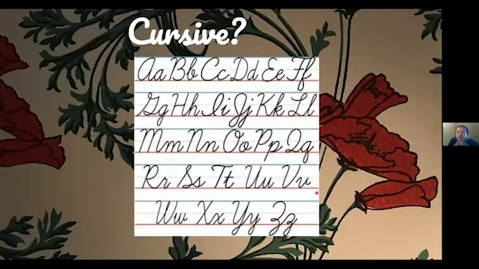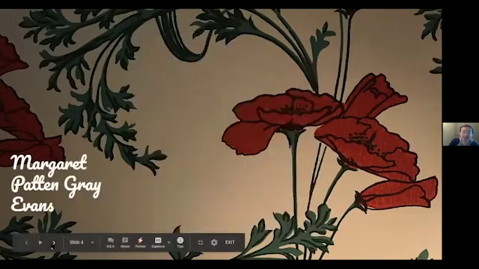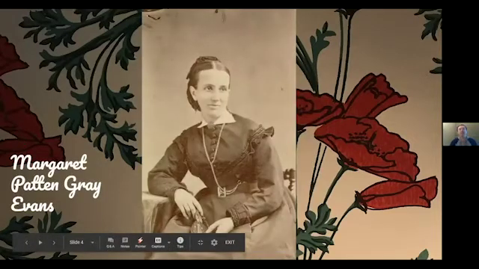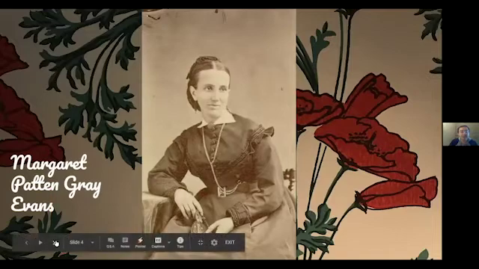But I don't know about you, but I have met a lot of people that might not have such good handwriting, right? Now that might be in cursive or not cursive. So the thing about reading and deciphering in cursive is that sometimes they won't have good handwriting either. So today, we are going to look at some of the writings of Margaret Patten Gray Evans. She came here all the way from Illinois in the 1860s here in Denver.